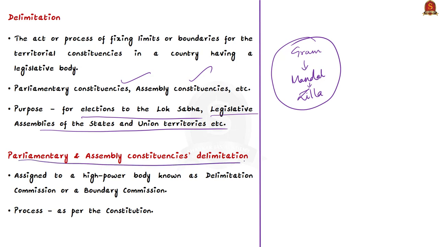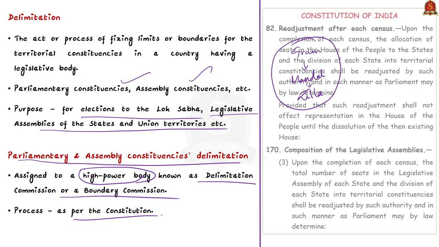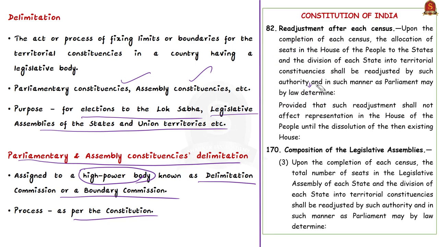See, regarding these territorial constituencies, the job of delimitation is assigned to a high power body known as the Delimitation Commission or a Boundary Commission. This process is carried out as per the provisions of the Constitution, and it includes Article 82 and Article 170 of the Constitution. These articles provide for readjustment and the division of each state into parliamentary and assembly constituencies.